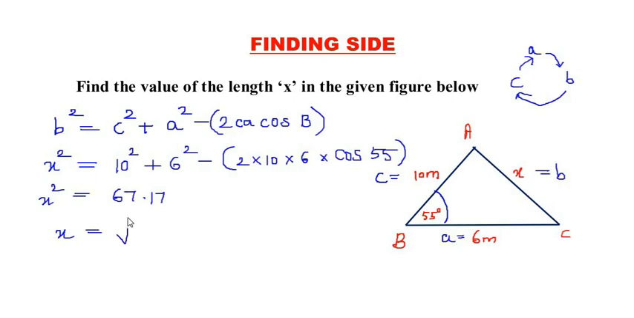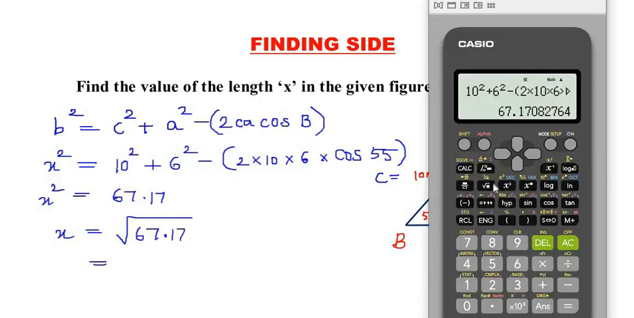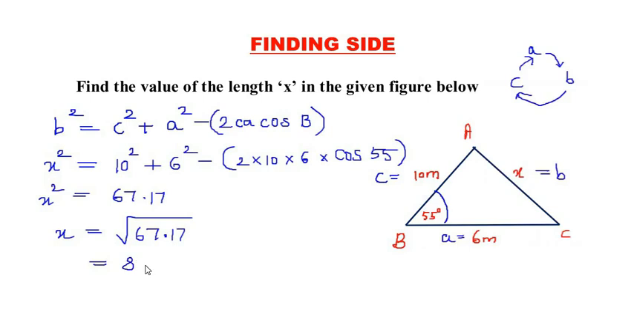the square goes on the other side and becomes square root of 67.17. Let us see how much is the square root of this term. So square root of answer gives us 8.195. So we get it as 8.195 meters. So this is how we find the side using the cosine rule.